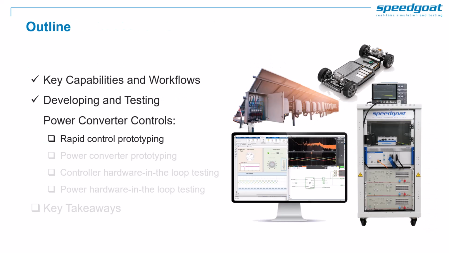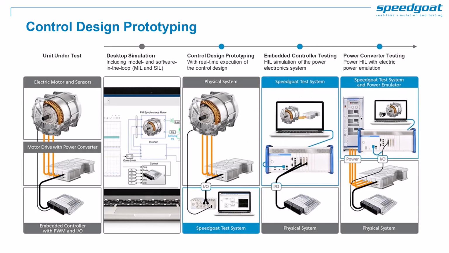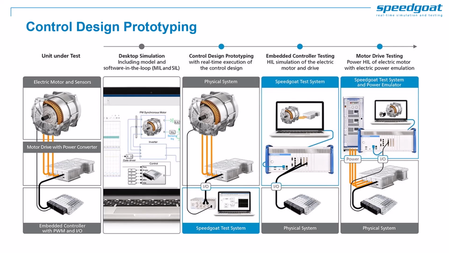Thank you, Christoph. You nicely covered some aspects that streamline testing. So now let's cover some workflows for power electronics using real-time testing. Let's go to our overview visual. After validating your system design with desktop simulation, you can transition to control design prototyping, which is often referred to as rapid control prototyping, or RCP in short.